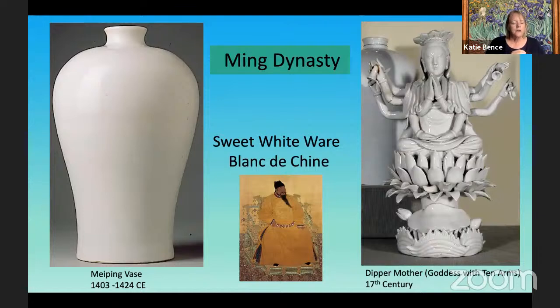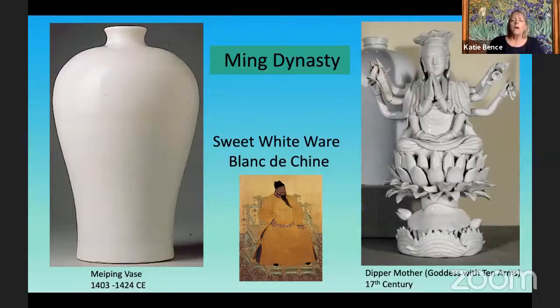White is the color of mourning. And some have theorized that the Yongle emperor had his teenage nephew killed so that he could assume the throne. And by surrounding himself with sweet white ware, he was showing filial piety to his father, the emperor who founded the Ming dynasty, and publicizing that he was the dutiful son and rightful heir to the great emperor.